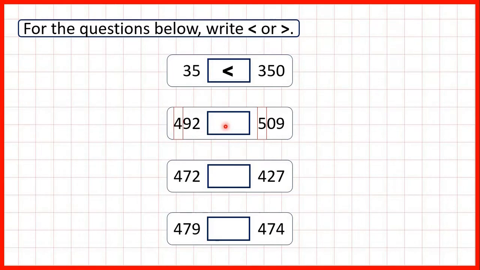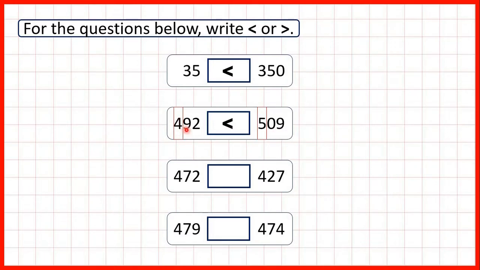So because both of our numbers are 3-digit numbers, they have the same number of digits, we need to look at the hundreds digit first. Now this number has 4 in the hundreds, but this number has 5. So 492 must be less than 509 because it has fewer hundreds.